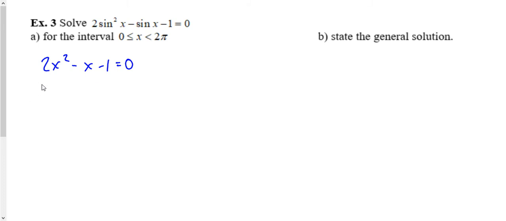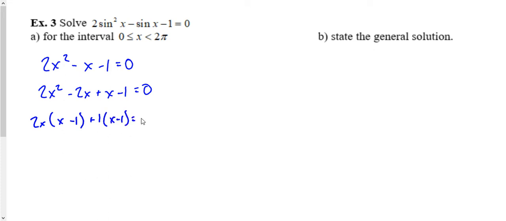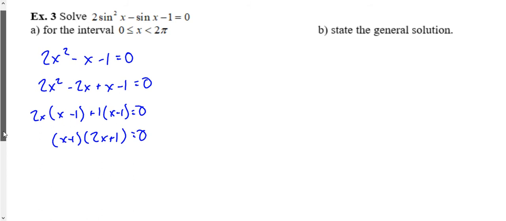So I'm just going to do an option called decomposition. This is back in your 10C days. So right away I have 2x squared, this is going to be minus 2x plus x minus 1 equals 0. Factoring everything out, we have 2x with a x minus 1, positive 1 here with a x minus 1. So we have factors of x minus 1, 2x plus 1 equals 0, and that was just factored using decomposition.